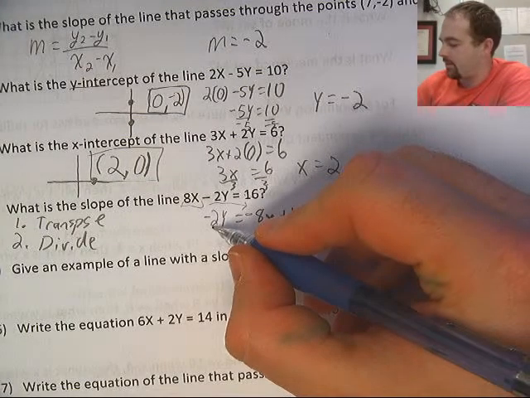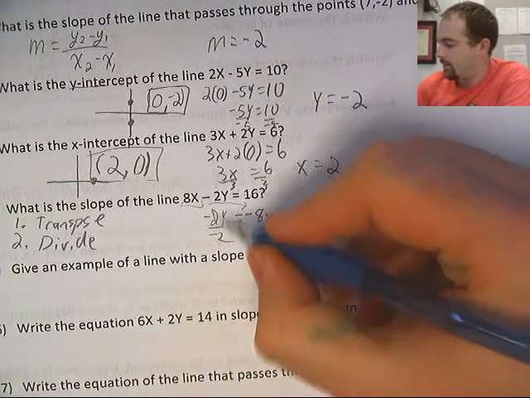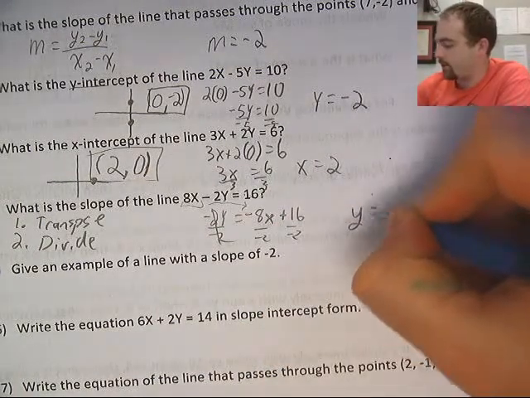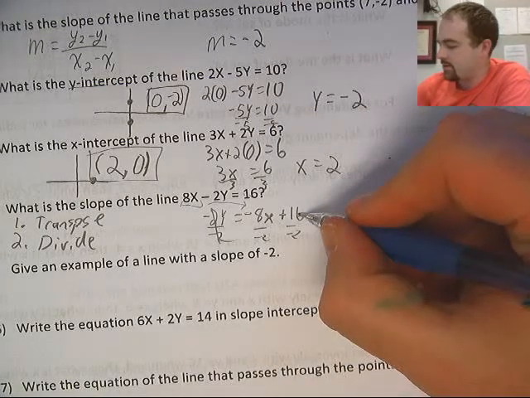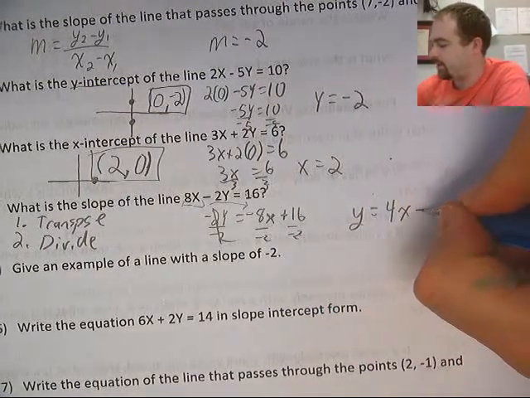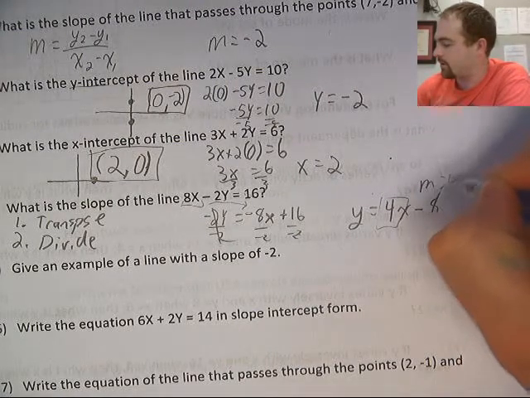Now, I'm going to divide everything by -2. That's going to cancel out, leaves me with y equals -8 divided by -2 is 4x. 16 divided by -2 is -8. So my slope is 4, the number in front of x.